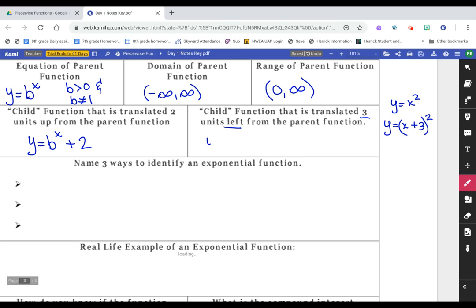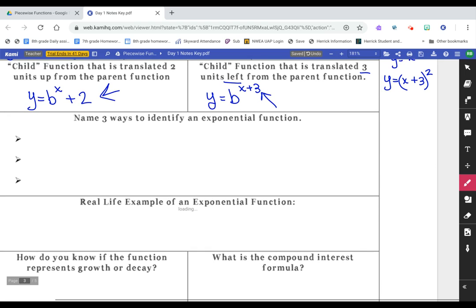So this would be y is equal to b raised to the power of x plus 3. Okay, so the plus 3 gets added into the exponent. If it's up and down, it gets added outside. If it's left and right, it gets added to the exponent.